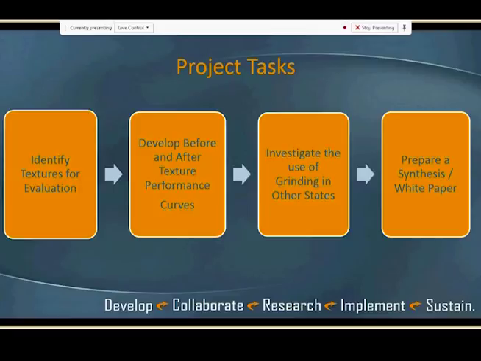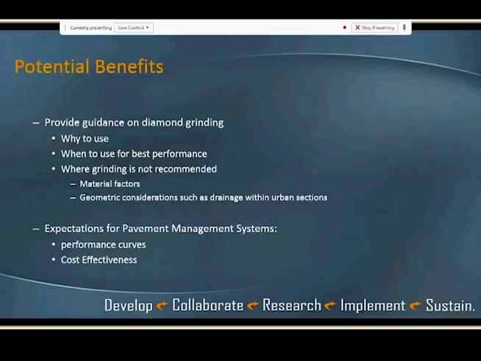What are the benefits? What are the downfalls? What are people doing in neighboring states? Things like that. So again, it's meant to be a short, quick paper to provide quite a bit of information, hopefully. The potential benefits are: why to use it, and when should I use it for the best performance? Should I use it earlier or later? Where is it not recommended? Where should I not use diamond grinding? Where are we seeing bad performance in a short period of time? When am I wasting my money?